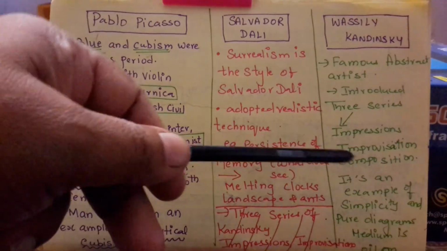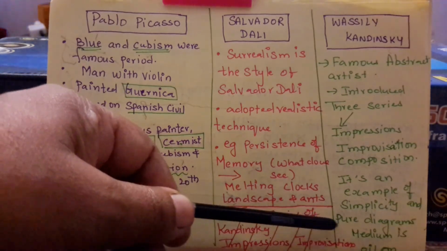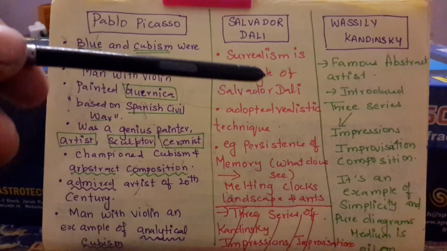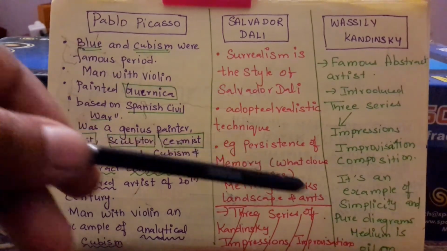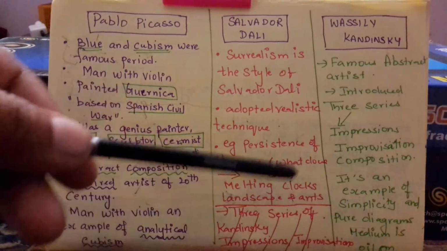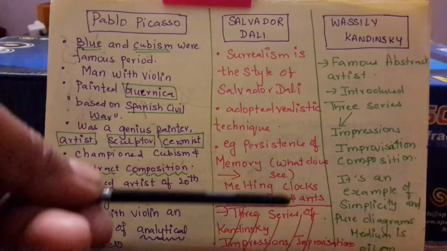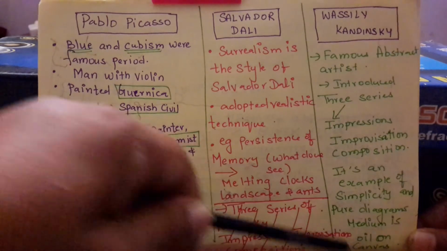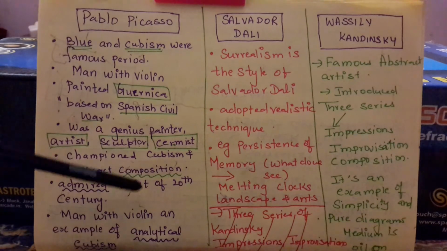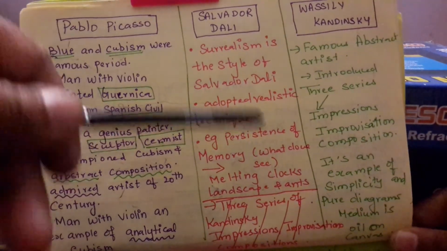Now basically it's an example of simplicity in pure diagrams. So a very simple way to exhibit diagrams is the abstract kind of art. It's the imagination that comes from the artist's feelings, which is portrayed in a very simple way. And the medium that he adopted was oil on canvas. All the three artists mentioned here used oil as their medium, oil colors as their medium.